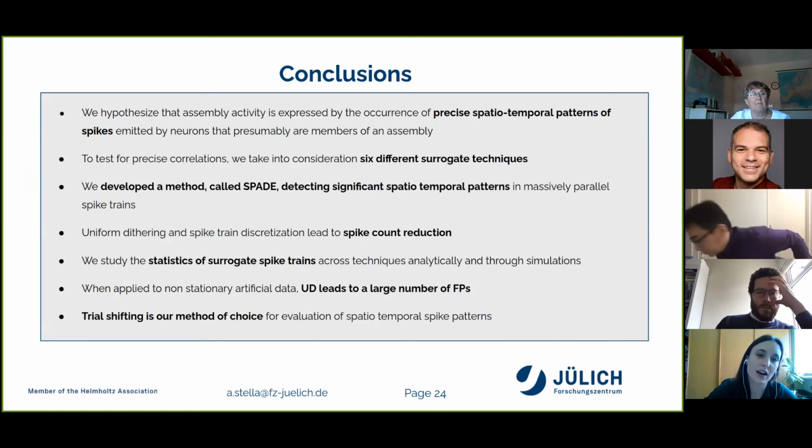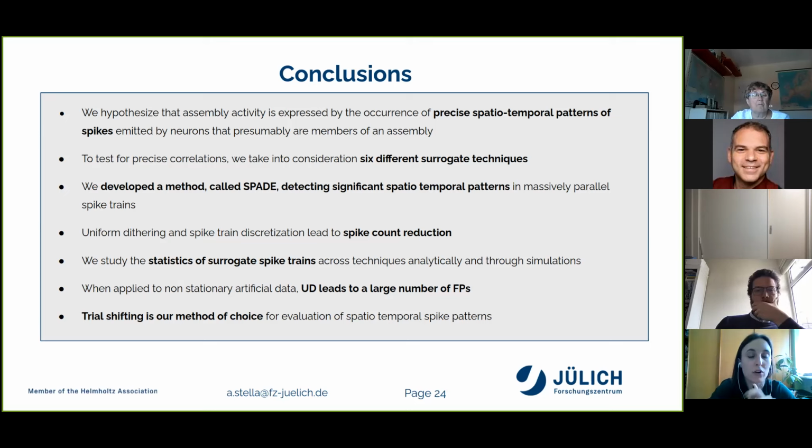We hypothesize that the assembly activity, Hebbian assembly activity, is expressed by spatial temporal spike patterns in parallel recordings that are emitted by neurons that are presumably members of such an assembly. So to detect such patterns, we have developed a method that does so and took into consideration 6 different surrogate techniques. We see that the classical surrogate technique that is often used together with spike train discretization leads to a strong spike count reduction in the surrogates.